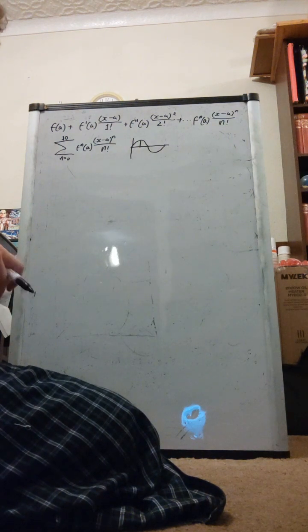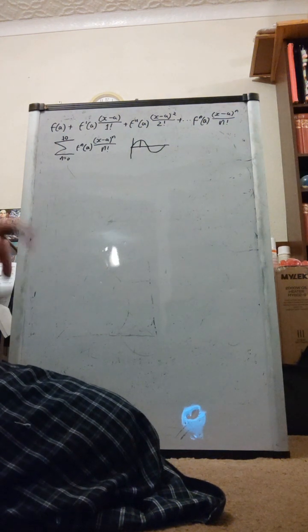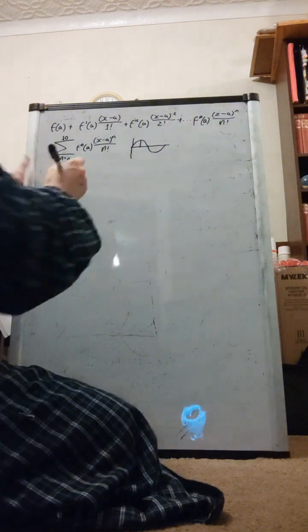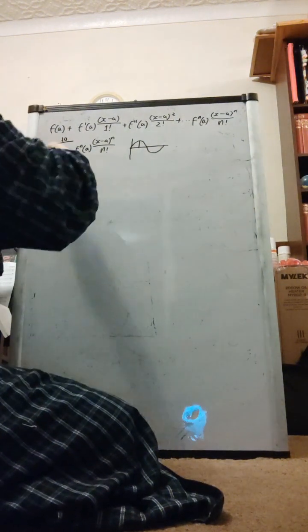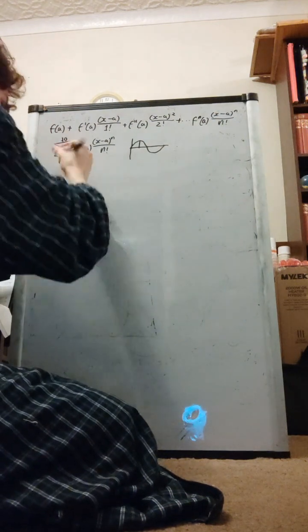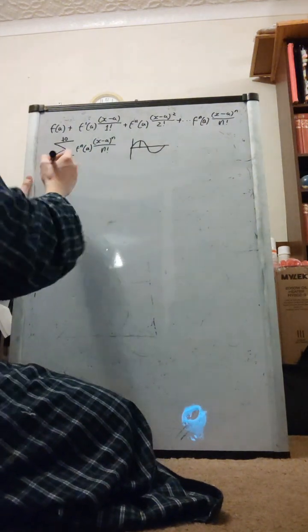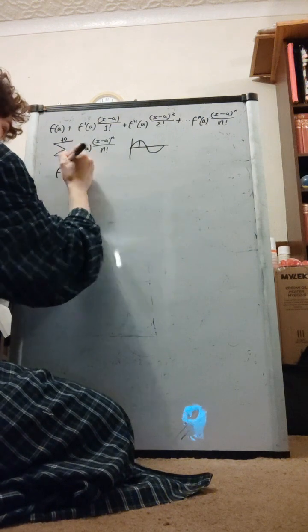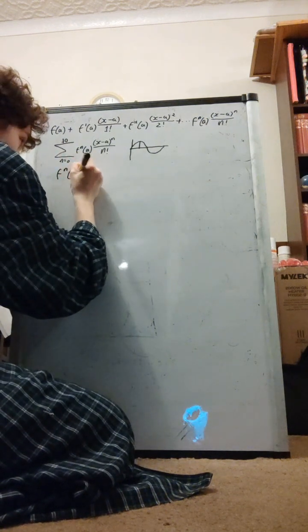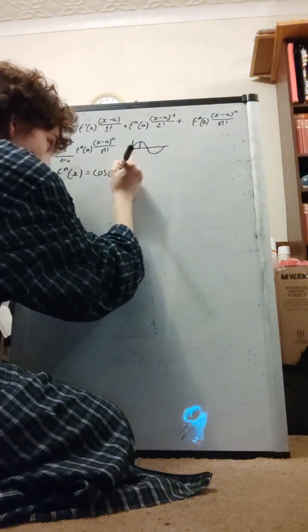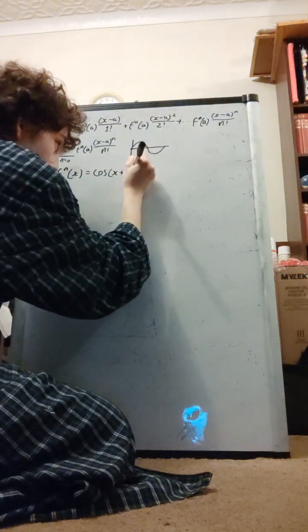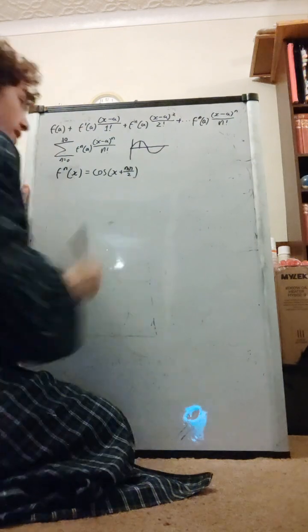So I realized that a formula you can use for the nth derivative of cosine was just cosine, or actually I'll write it out properly. I don't know if you can see this, yeah. f to the n of x should be equal to cosine of x plus n pi over 2, right?